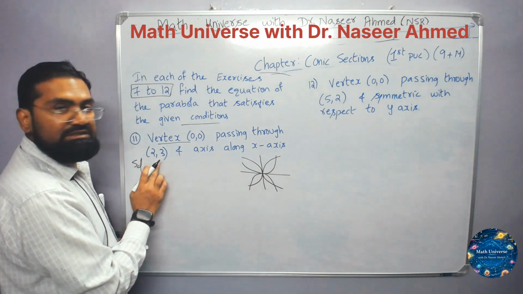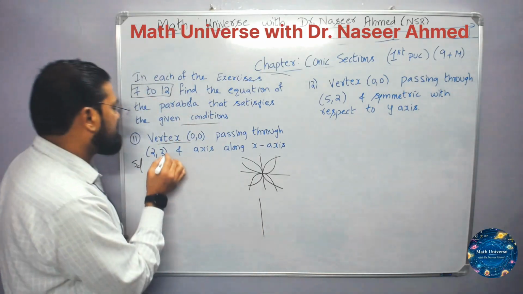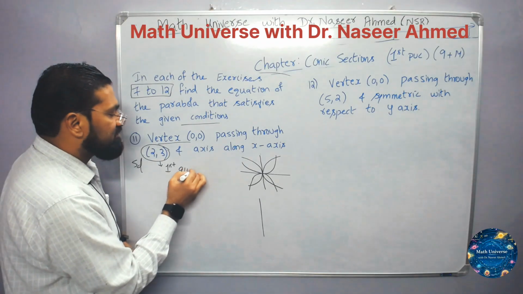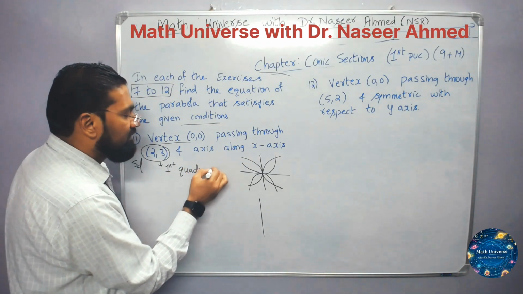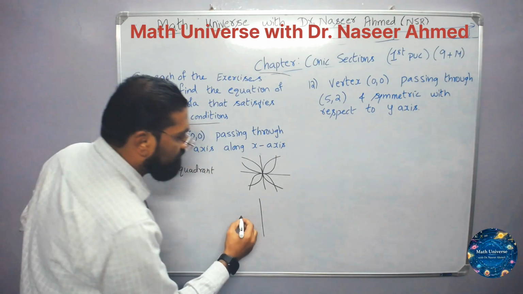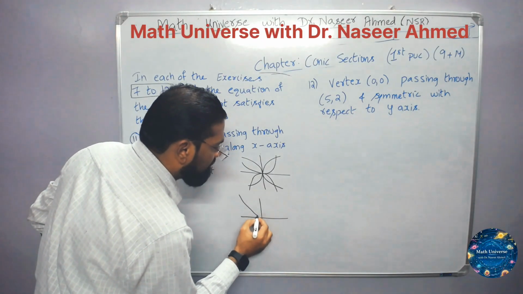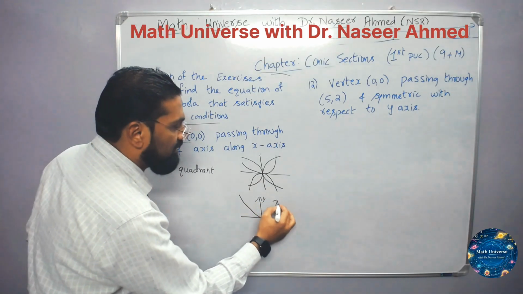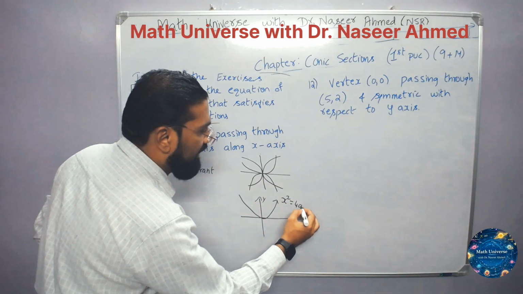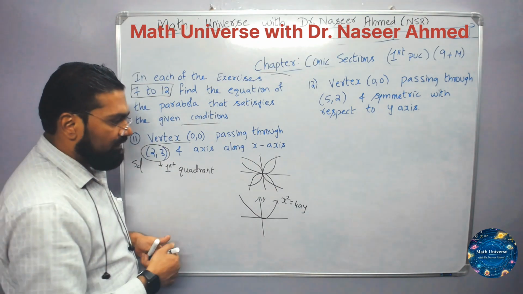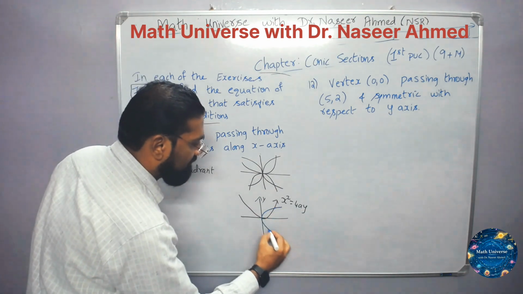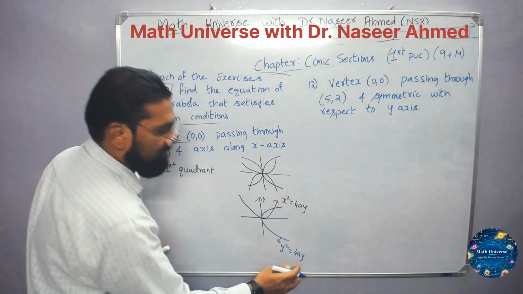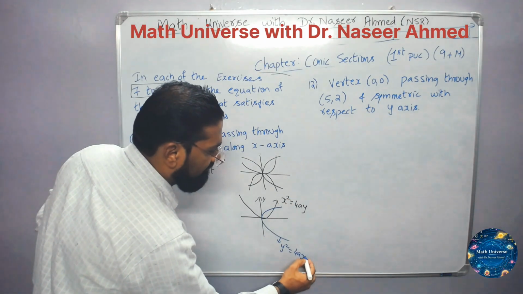Passing through (2, 3). (2, 3) lies in which quadrant? This lies in the first quadrant. So since it lies in the first quadrant, the parabola should pass through this point. The parabola can be either this one. I am considering only those parabolas passing through the first quadrant. This parabola's equation is x² = 4ay. The other parabola passing through the first quadrant is this, and its equation is y² = 4ax.